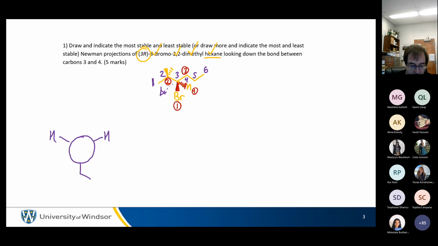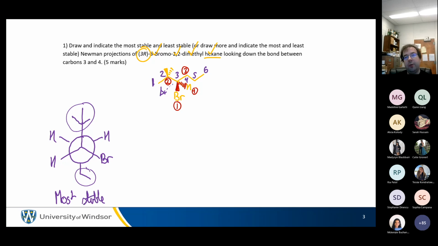Whereas on carbon 3, which is right ahead of me, I have essentially a tert-butyl group coming into my face. I have a bromine in my right hand. I have a hydrogen in my left hand. It says indicate the most stable and least stable. So the most stable is going to be where I have the 2 biggest groups anti to each other. And that's what we've got here. The tert-butyl is the biggest group on the front carbon, the ethyl is the biggest group on the back carbon. This is the most stable.